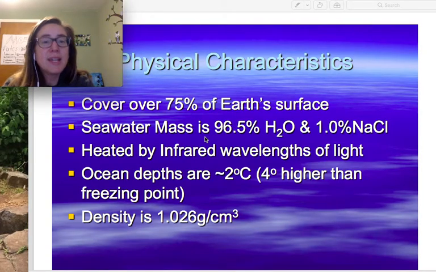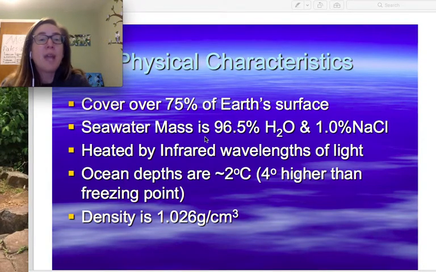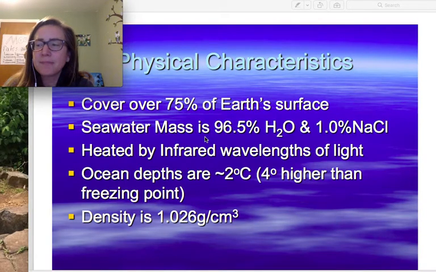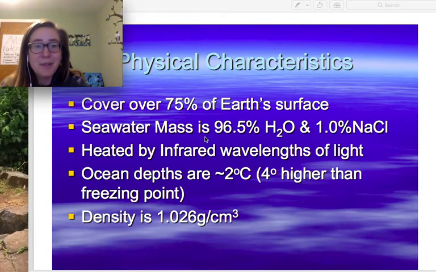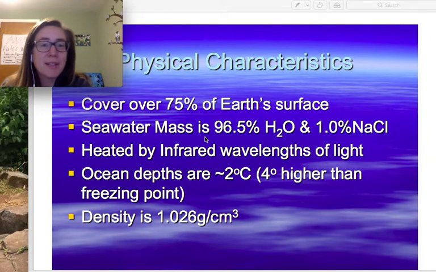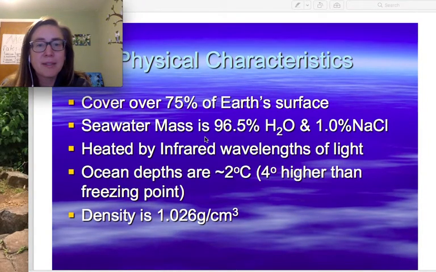The density of salt water is 1.026 grams per centimeter cubed, which is a different density than the fresh water that we have on our planet. The fresh water on our planet only makes up about 2.5% of all the water that we have. So most water on our planet is seawater, making up about 97.5% of the water on our planet.